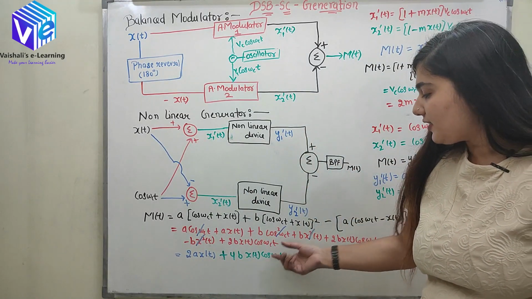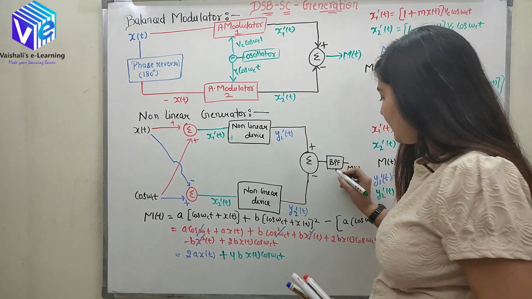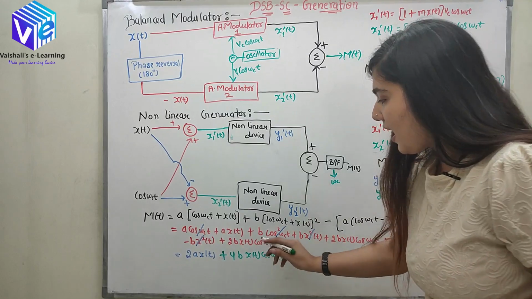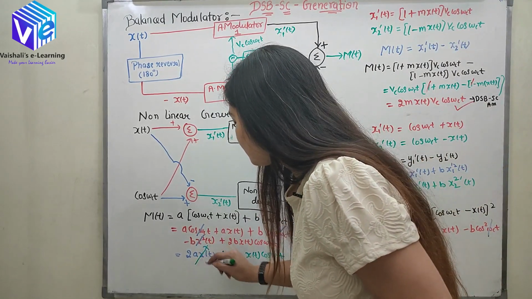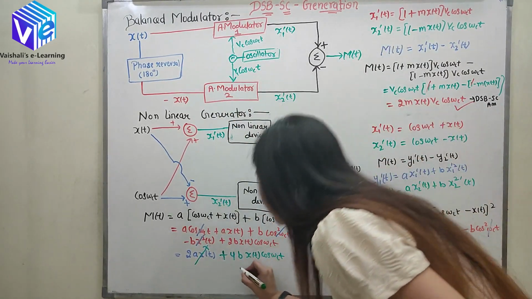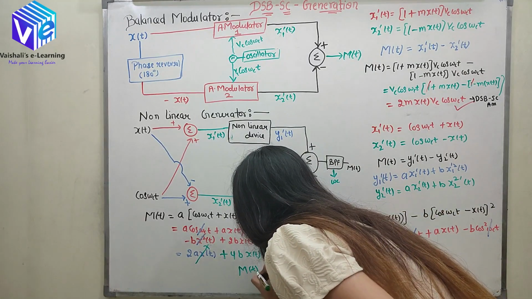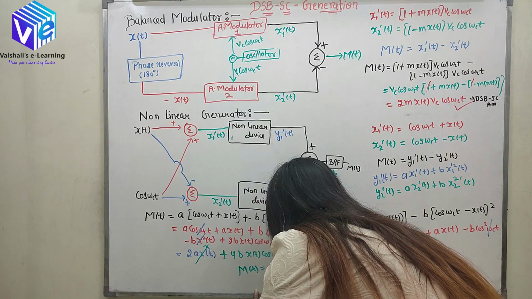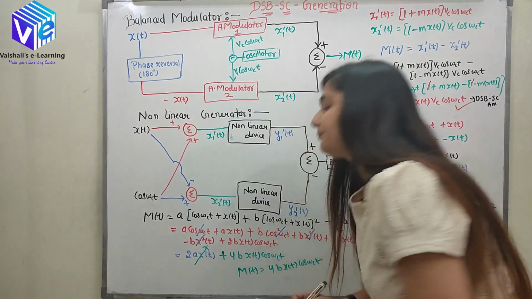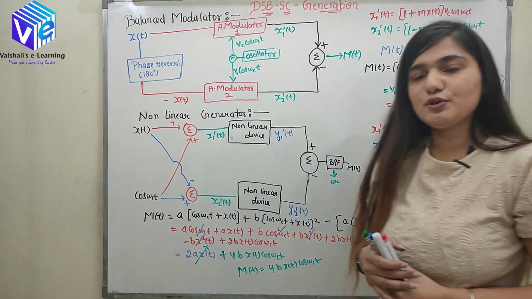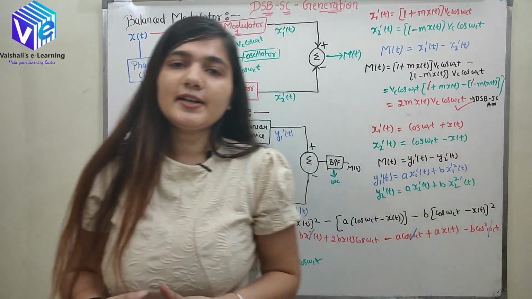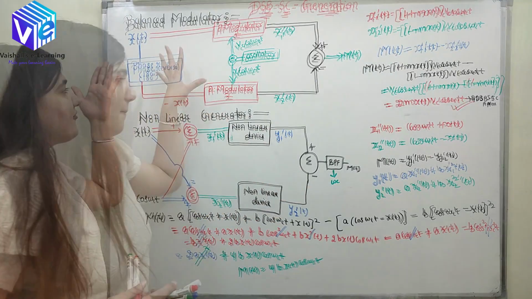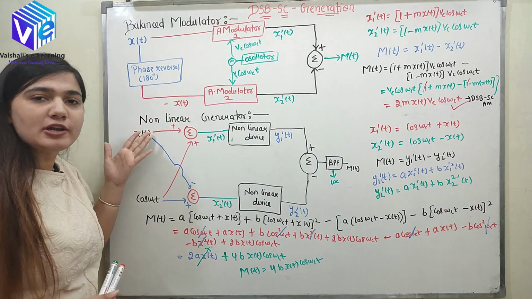So now after the band pass filter, the band pass filter is tuned at the frequency omega c. After the band pass filter, this term is getting rejected and I am getting m(t) to be 4b x(t) cos omega c t. So now I hope you understood how I can generate the double sideband suppressed carrier amplitude modulation with the help of balanced modulator and nonlinear generator.